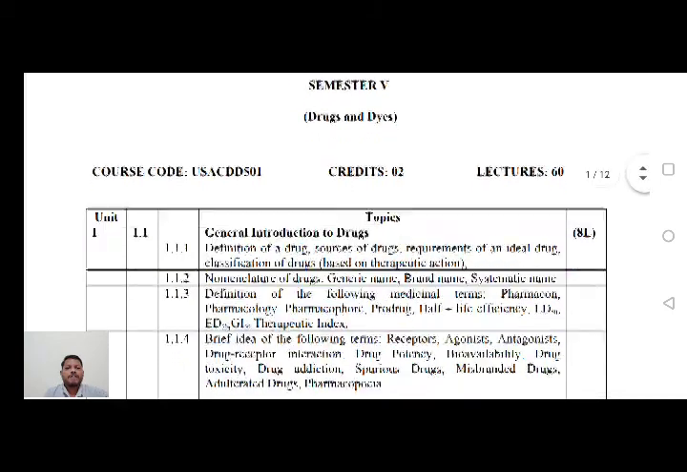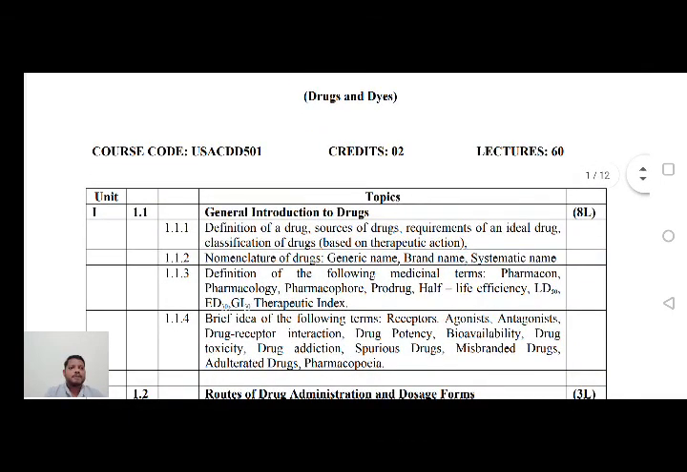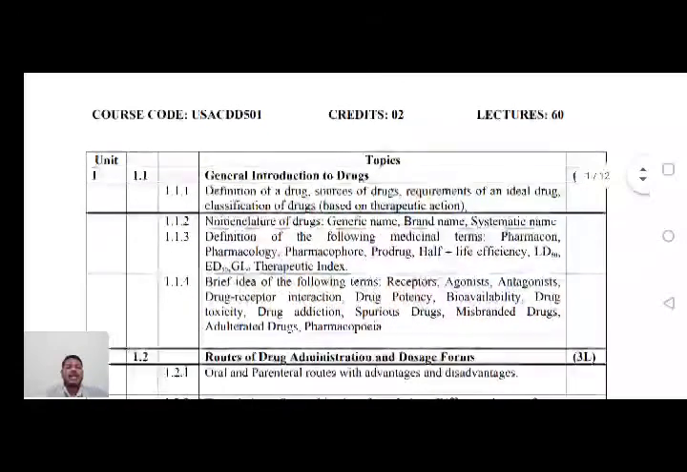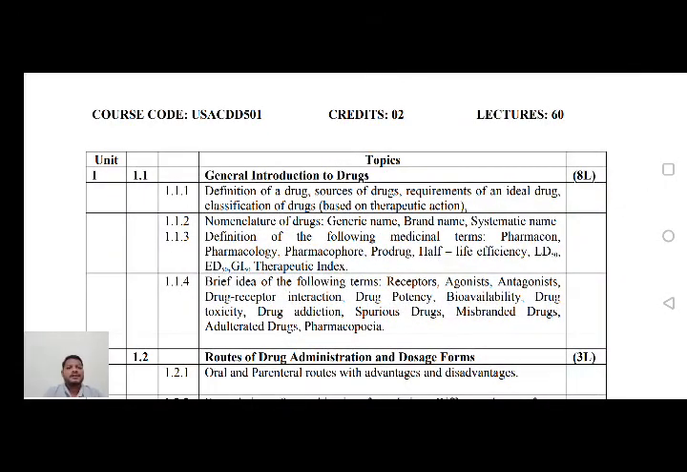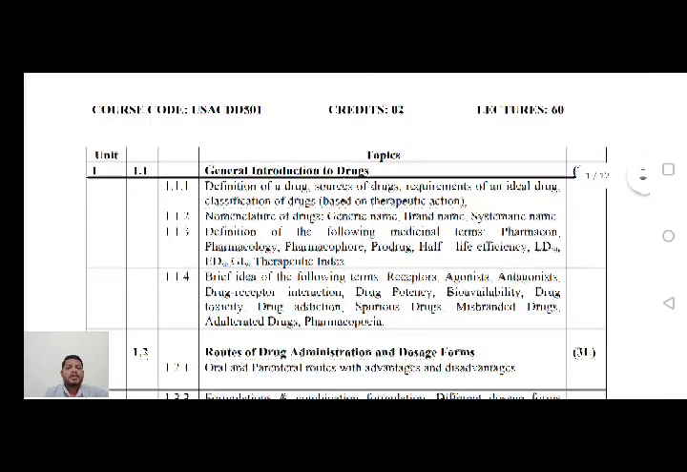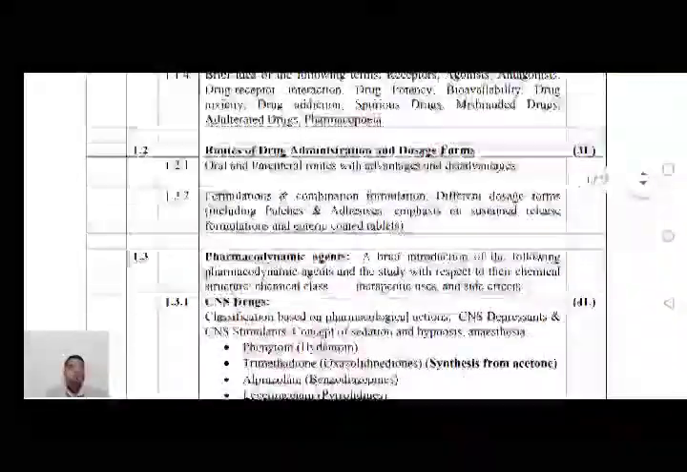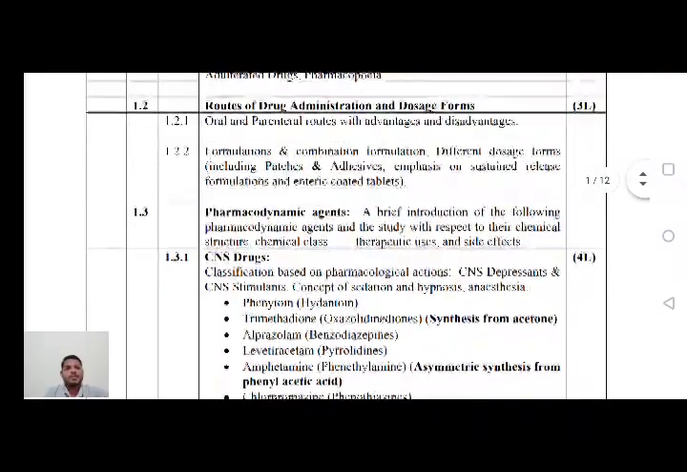Then, definitions of some medicinal terms, that is pharmacon, what is meant by pharmacology and by pharmacophore, prodrugs, half-life, efficiency, etc. Next, a brief idea about some medicinal terms, that is receptor, agonist, antagonist, drug potency, etc. Next chapter is the routes of drug administration and dosage forms.